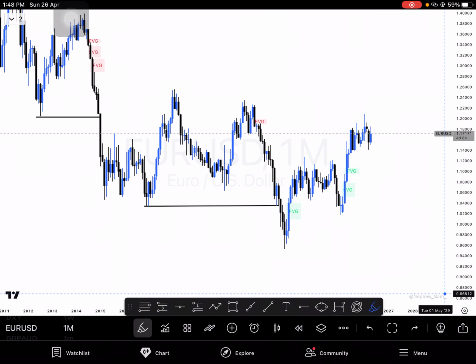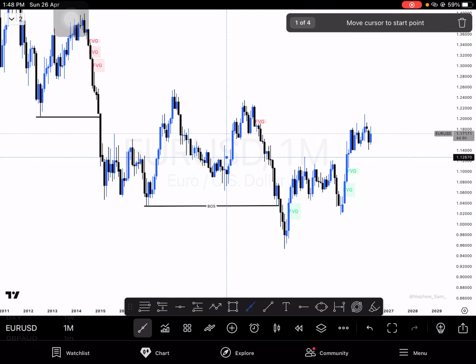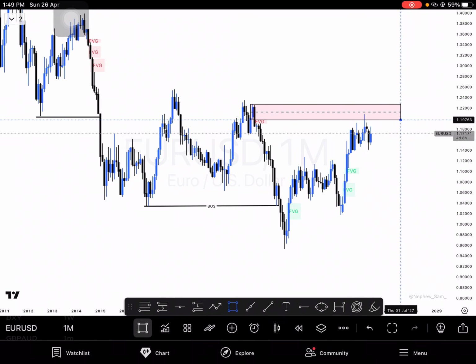And what did we see? We see that after price, let me take this off, after price gave us this break of structure, we marked the order block on the monthly time frame, right? This was the order block that caused that movement to the downside. This is the order block, right? This is the order block.